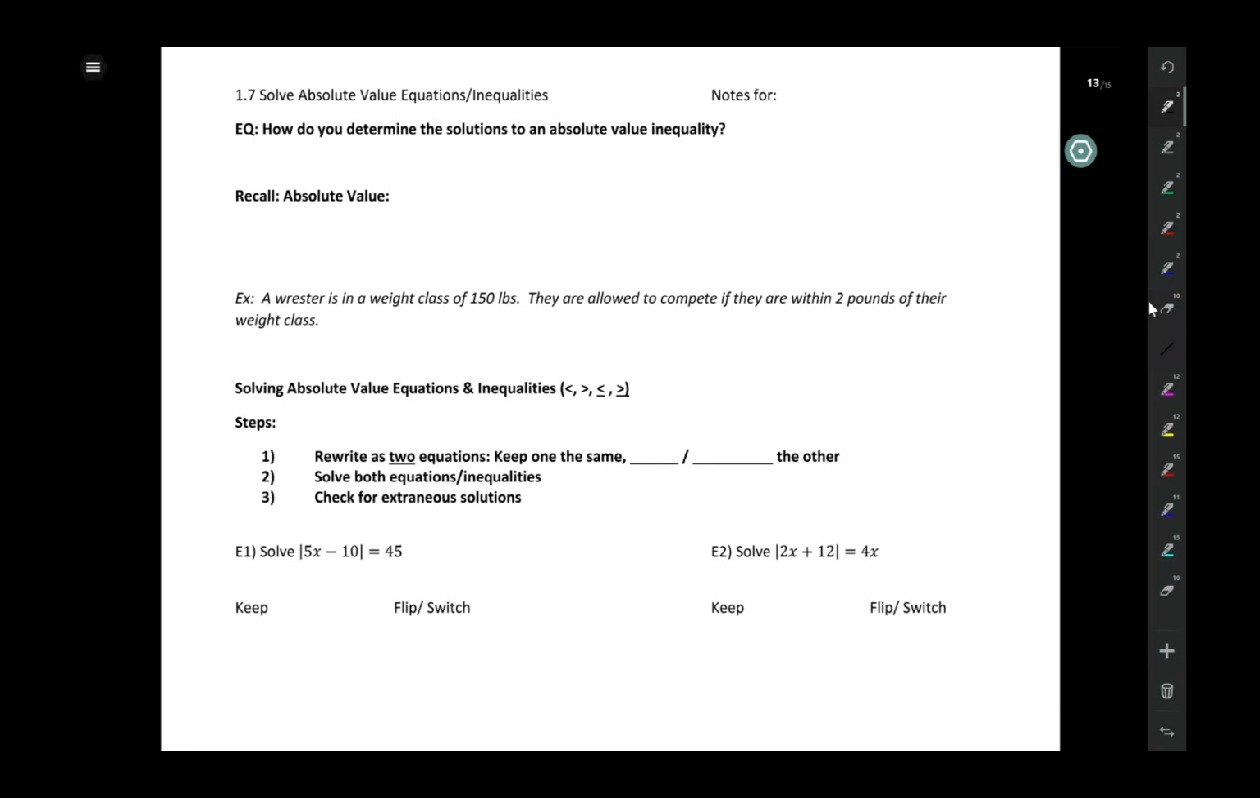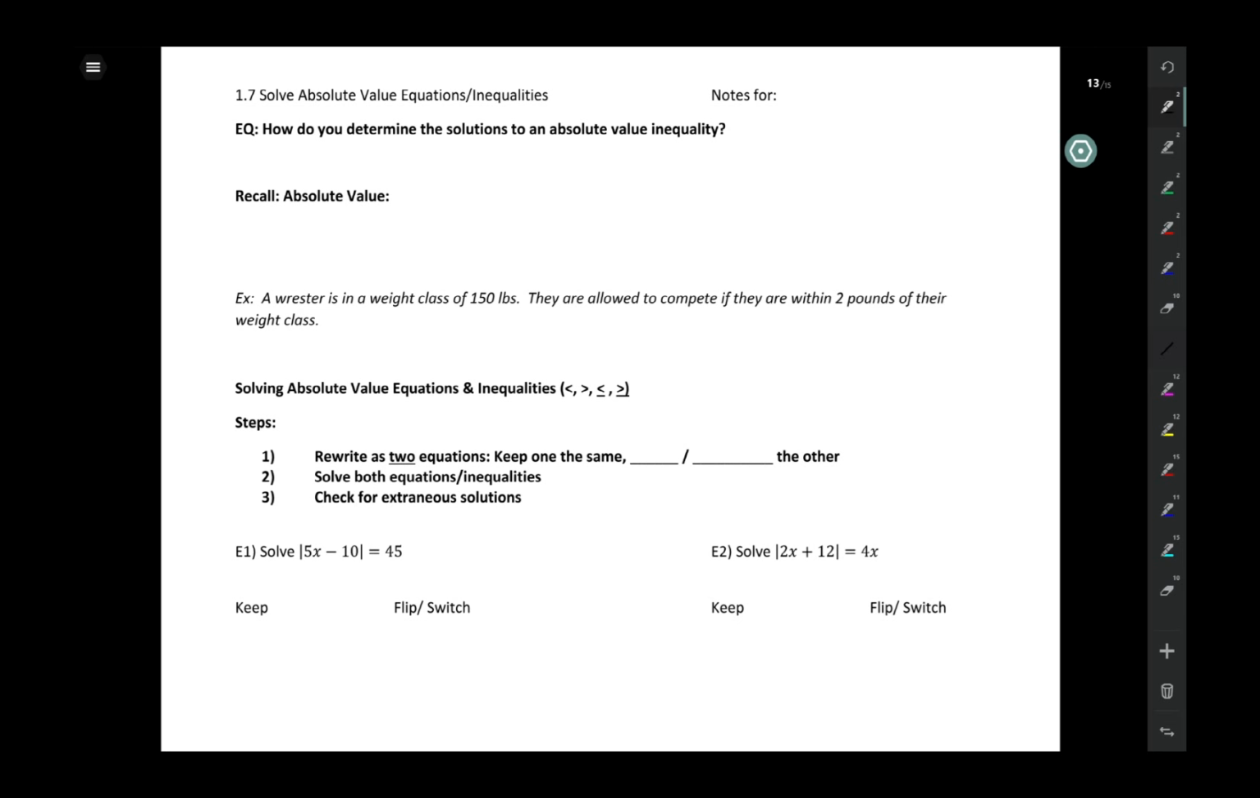All right, so welcome to 1-7, the last of our notes for this unit. Our central question: how do you determine the solutions to an absolute value inequality? This is very similar to the last lesson in that the same rules apply for less than or equal to.